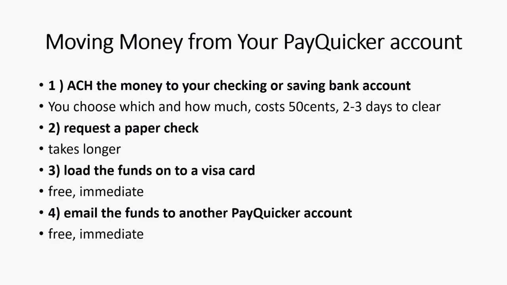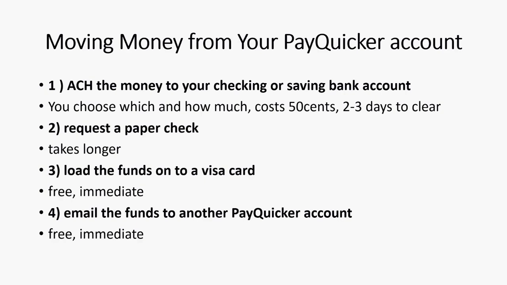I want to talk to you about some of the major benefits here, reiterating how easy it is for you to move your money from the Payquicker account. You can ACH the money to your checking or savings account, whichever you choose. It costs 50 cents. It takes 2 or 3 days to clear. I have occasionally seen it take an extra day if you are going to a credit union, acknowledging that particularly local credit unions are usually affiliated with a national bank, and so the funds have to go to the national bank first before they are credited to your credit union account. But even so, it's very quick, it's very swift, and it's very efficient.